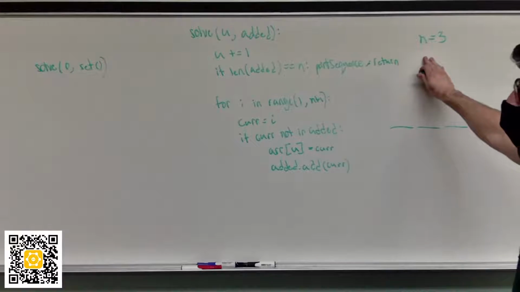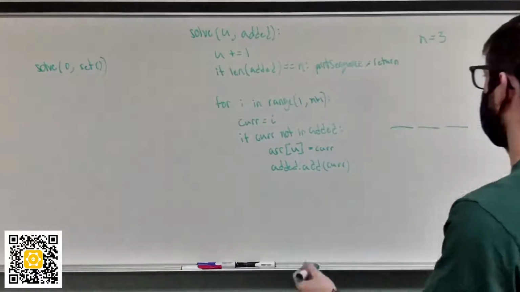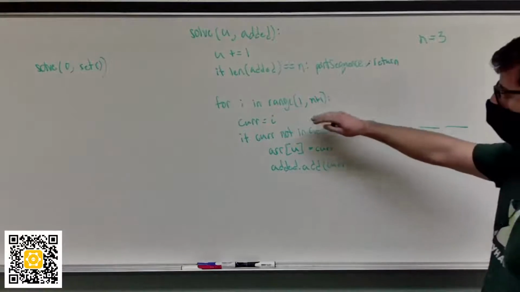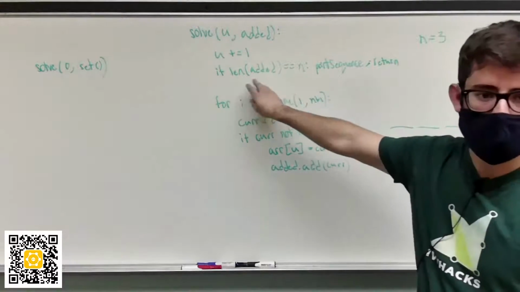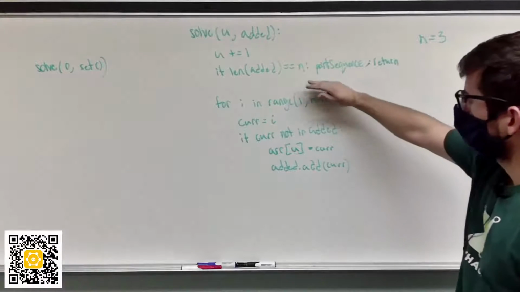Let's say n is equal to 3. Initially, U is 0. So now U is going to be 1. This is not the case because the length of an empty set is 0, and 0 does not equal 3. So we can skip this part.